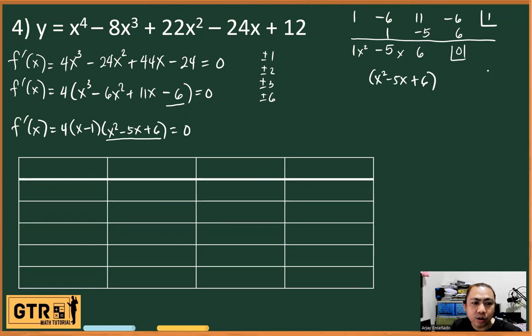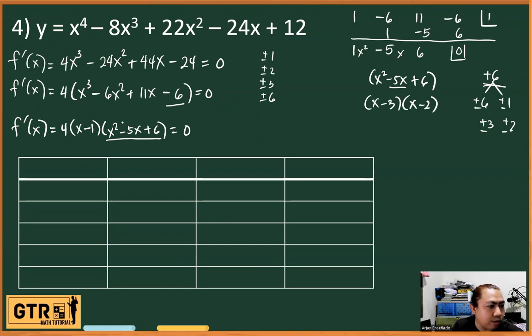So madali nang i-factors. Factor the factors of positive 6 such that the sum is -5. So that is 6 and 1, both positive or both negative. And then 3 and 2, both positive or both negative since positive 6. So therefore, ano yung sum is -5? So therefore, we will use -3 and -2. So x minus 3 and x minus 2.